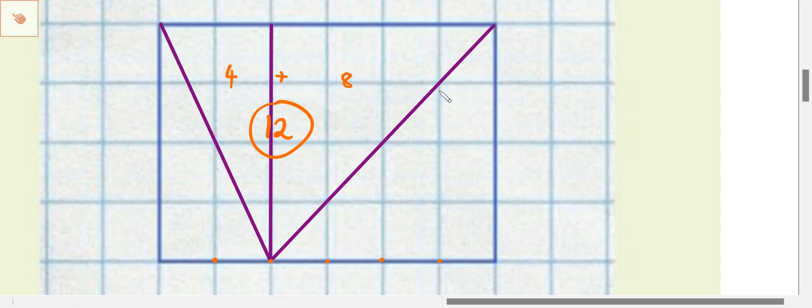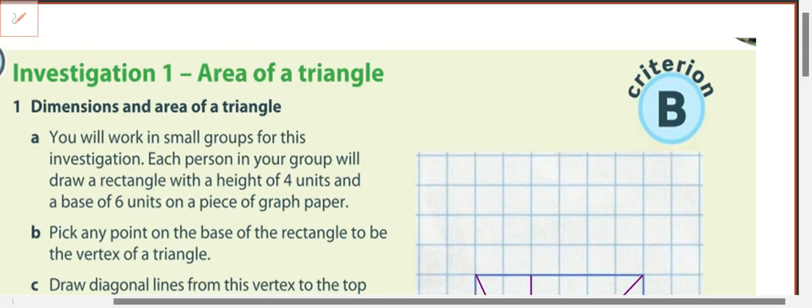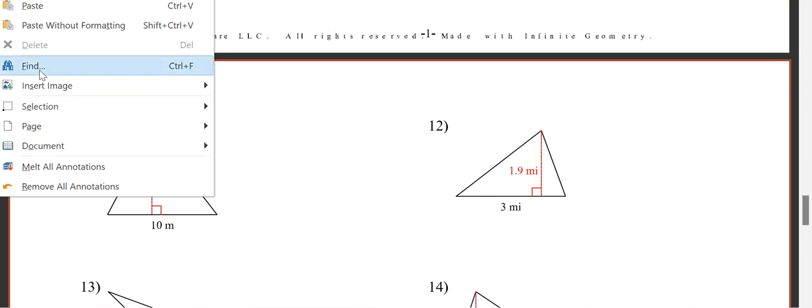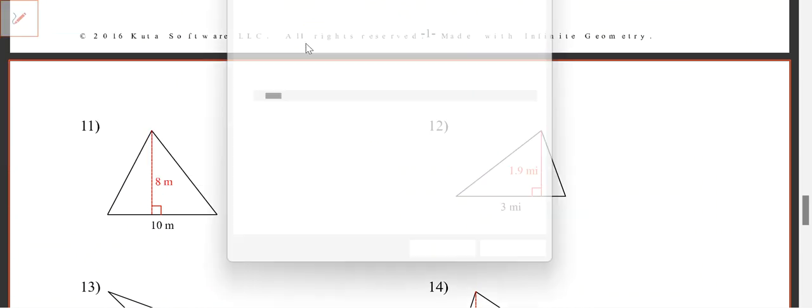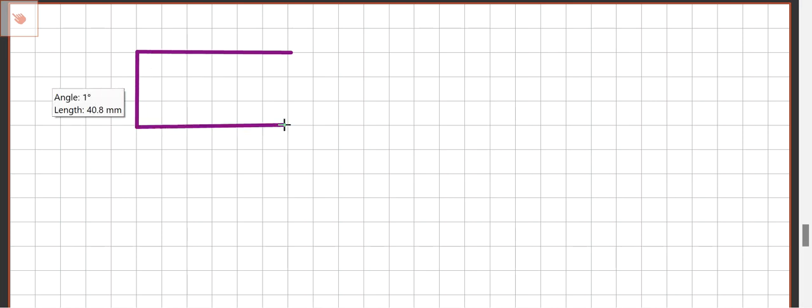Right? So I think what Skyler pointed out was he thinks that's always going to be the case. That's the whole point of criterion B. So if we look at a rectangle, and I'm going to do a 6 by 3. How many squares? 6 by 3 is 18.